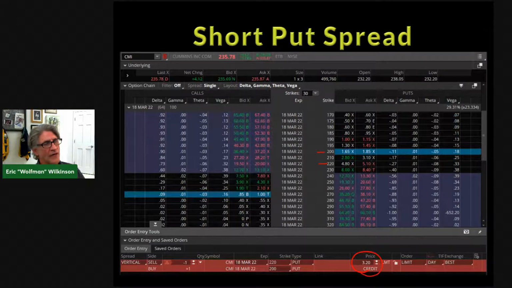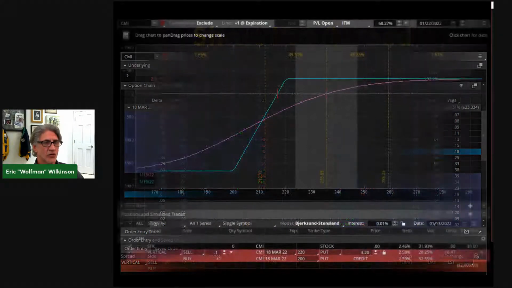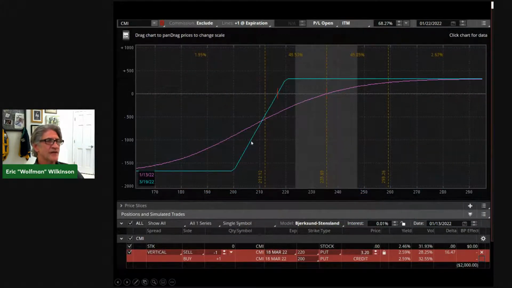Now, the Toro Loco is a little bit easier to build out than the Toro Loco because puts have a tendency to carry a little bit more premium to them. So while you had to finesse maybe on the Toro Loco a little bit to make sure you got a credit, you're usually pretty solid with a credit on the Toro Loco. So this is the risk reward on the Toro Loco.